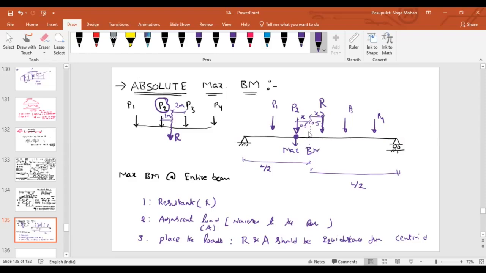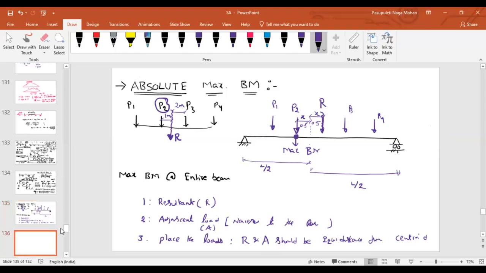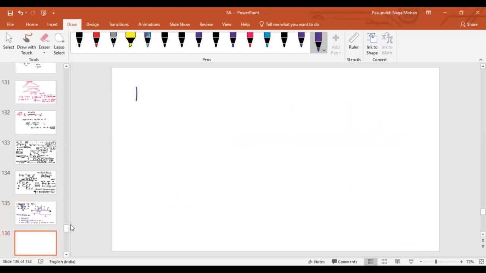That means at this section we have to draw the ILD for bending moment. So can we apply this logic for the case that we have discussed? What is the case that we have discussed? Resultant is just the summation of all the 4 forces. Is it just the summation or anything else? I'm not sure, sir.